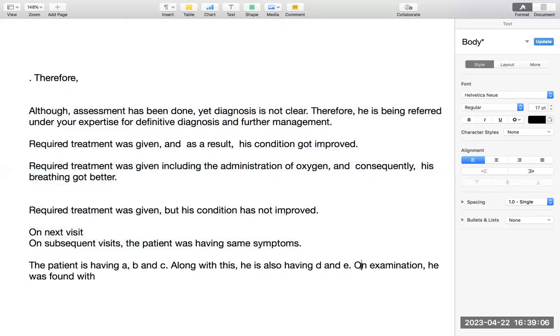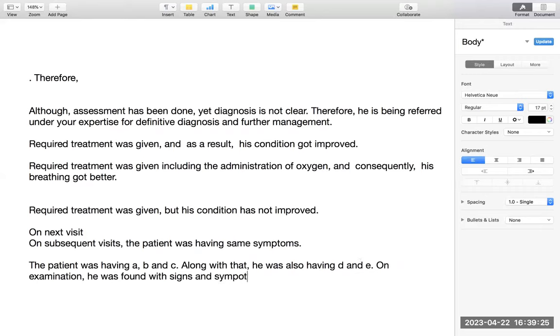After symptoms, on examination, he was found with, and now there come the signs: elevated temperature and this and that. So the patient was having A, B, and C. Along with that, he was also having D and E. On examination, he was found with signs and symptoms. That depends upon present and past again. If it is past, you will say he was found with. If you are turning into present, it is present continuous, is having, then that will become this.